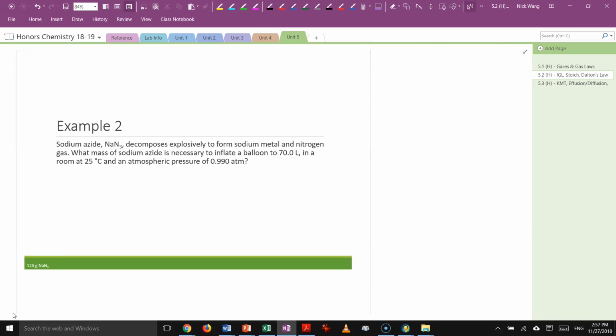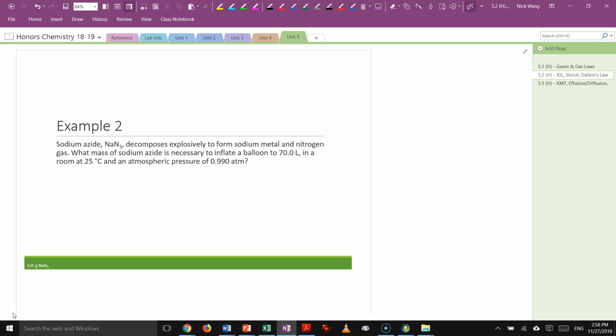Example 2 here, you notice the prompt starts off with some compound, sodium azide. Once again, it decomposes explosively to form sodium metal and nitrogen gas. What mass of sodium azide is necessary to inflate a balloon to 70.0 liters in a room at 25 degrees Celsius and an atmospheric pressure of 0.990 atmospheres?